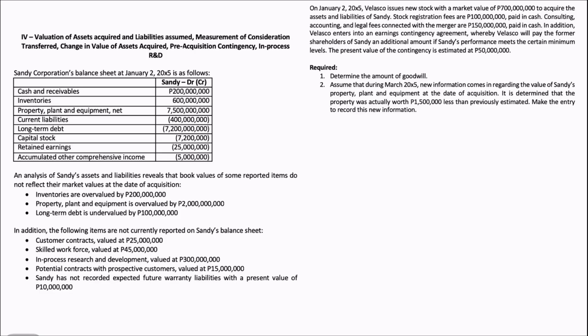Let's now proceed to the second requirement. Assume that during March 20X5, which is just 3 months after the acquisition date, new information comes in regarding the value of Sandy's PPE at the date of acquisition. It is determined that the property was actually worth $1.5 million less than previously estimated. Make the entry to record this new information. To decrease the value of PPE, we credit PPE by $1.5 million.